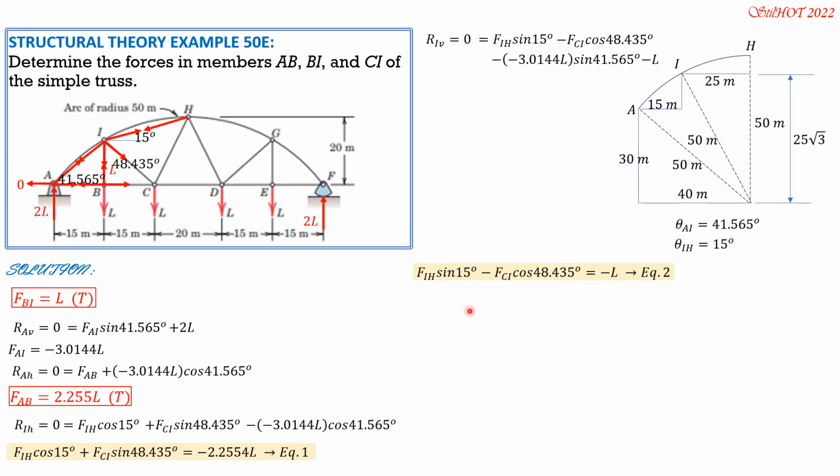So solving equations 1 and 2 by substitution or by elimination, or whatever convenient method you want to apply, we need only FCI. So FCI is equal to 0.4580L, and it is positive, so it is tension. So that's it for this problem.